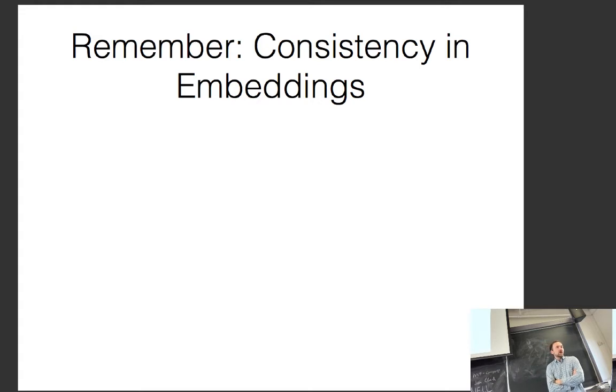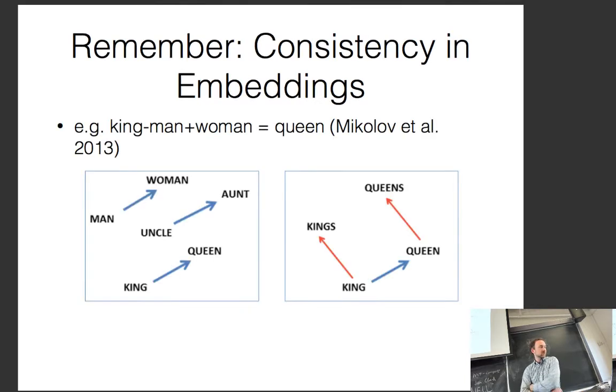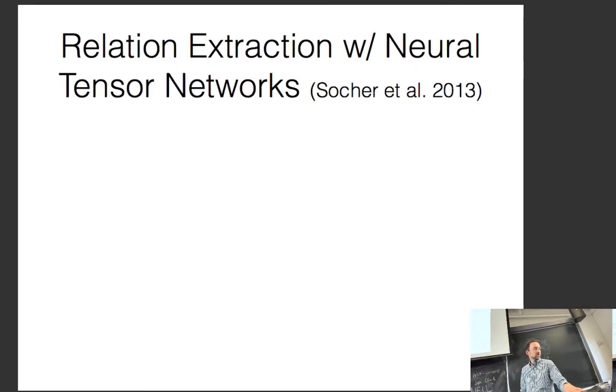Doing this with neural networks, the main tool that we have, and it's a very useful tool, is the fact that we have consistency in embedding space. This is a figure that everybody's seen before, where you can go from king to kings and queen to queens, and they both have the same relation, so they have more or less the same vector in space. I don't know if this is necessarily the first, but one of the first major works on this was relation extraction with neural tensor networks.